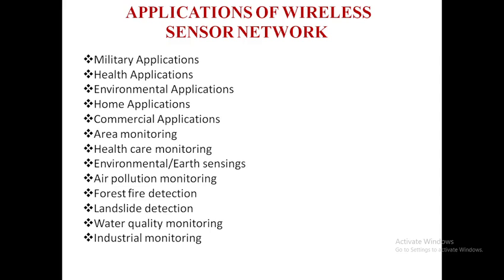In home applications also we use the wireless sensor network. In home applications, we use ACs, in which we can control the AC through the sensors. In televisions, we can also control the television by the sensors. There are so many applications in which we use the wireless sensor network. We can control them through the sensors.